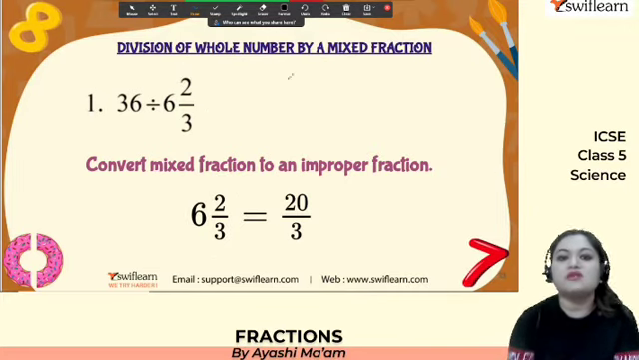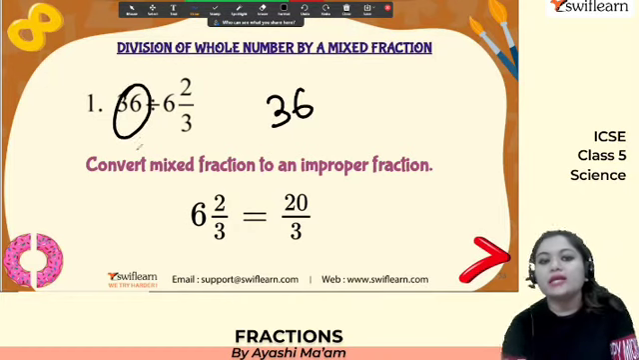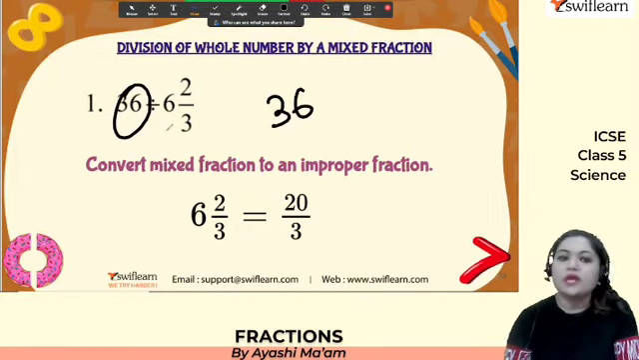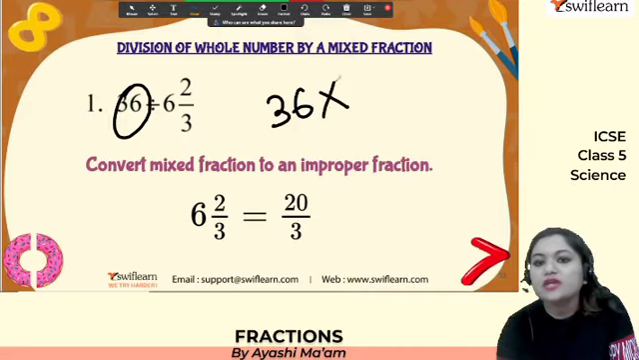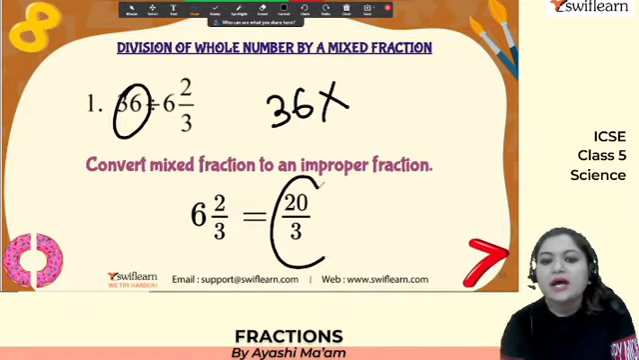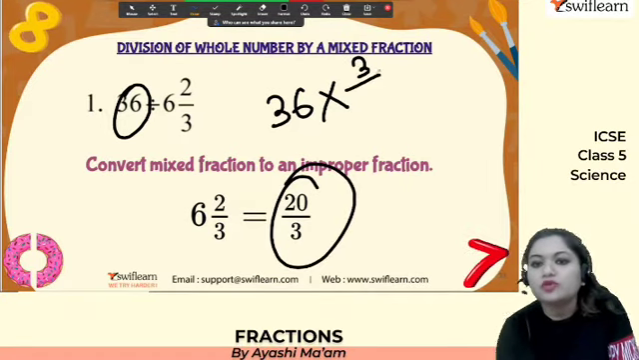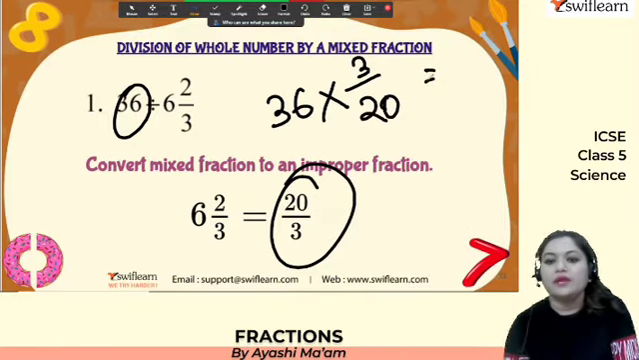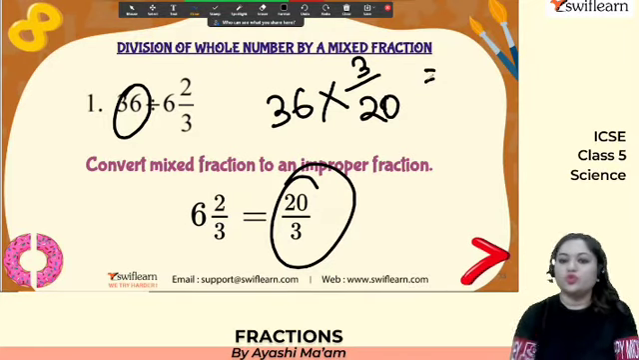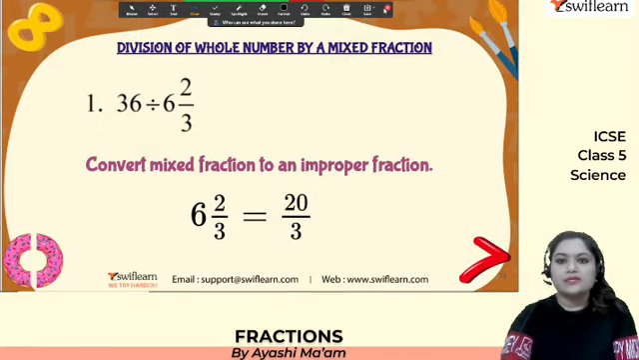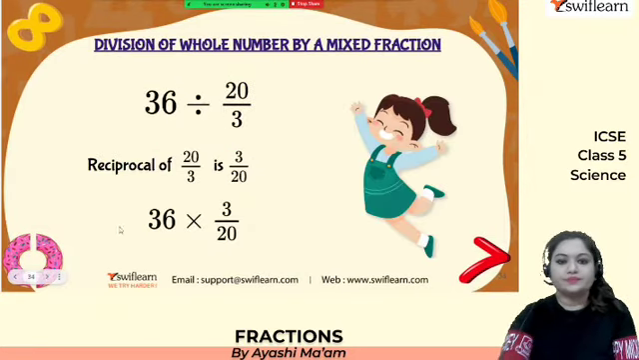20 by 3 is the fraction. So we are taking this 36. It is going to remain as it is. Division sign will become multiplication, and this fraction's reciprocal you have to take, that is 3 by 20, right? That's what you are going to do. Okay, now let's see what's going to happen.